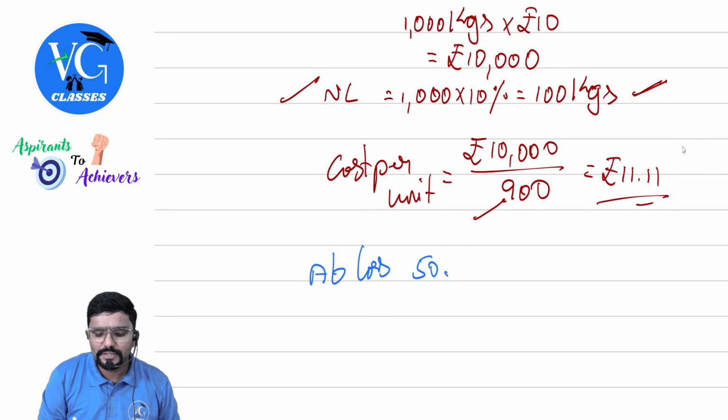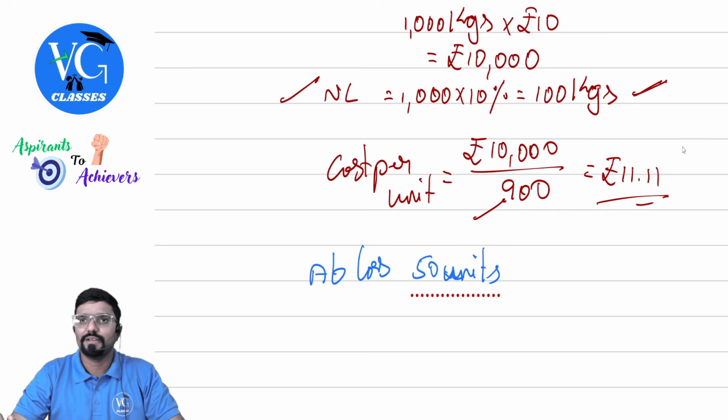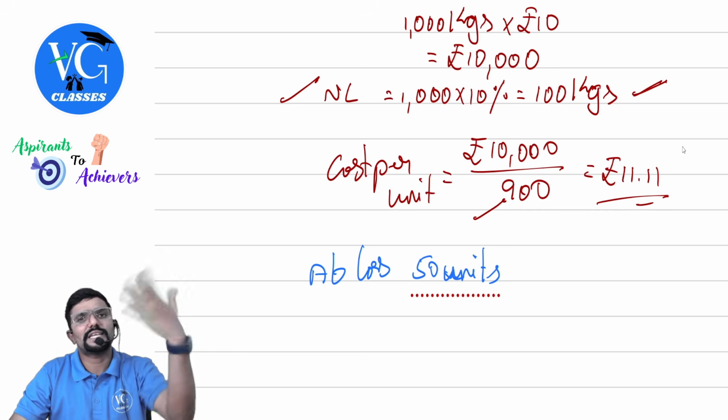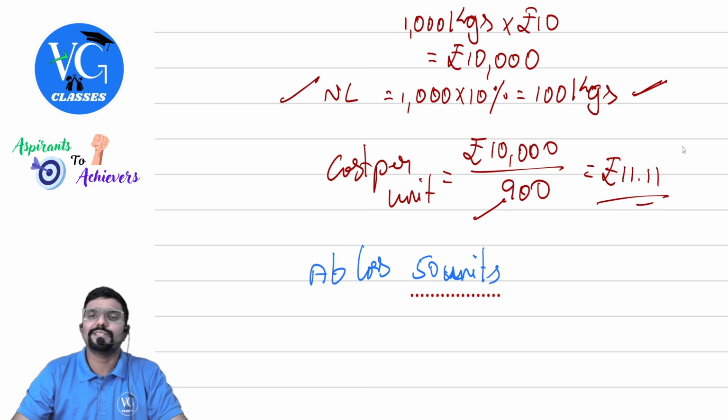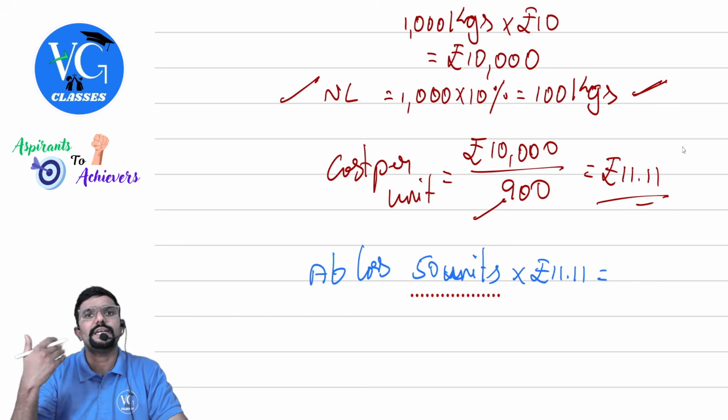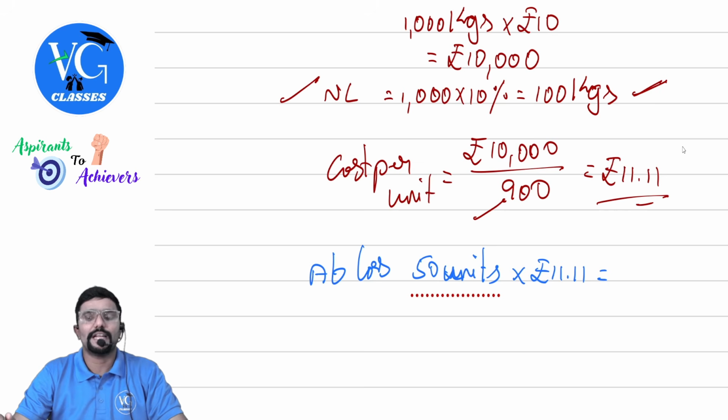Why, sir? Because if I had taken some necessary measures, I would have avoided it. But just because of my negligence or carelessness, we lost another 50 units. Will it be valued separately? Yes. So 50 units into 11.11. I will separately debit it to the costing P&L account.